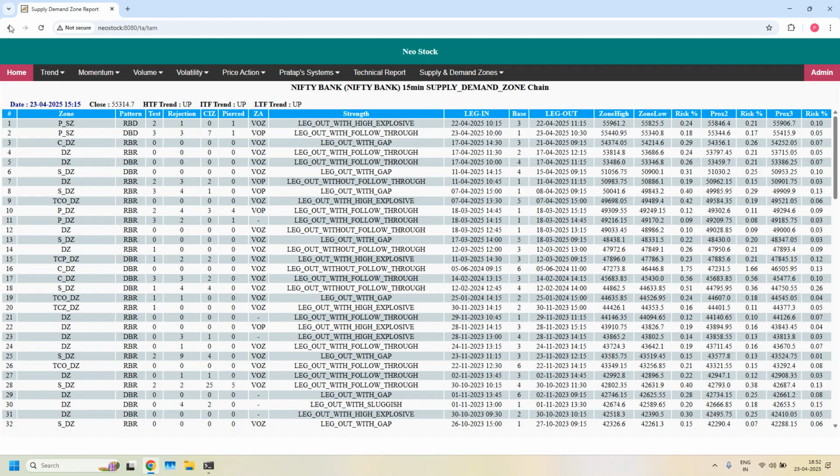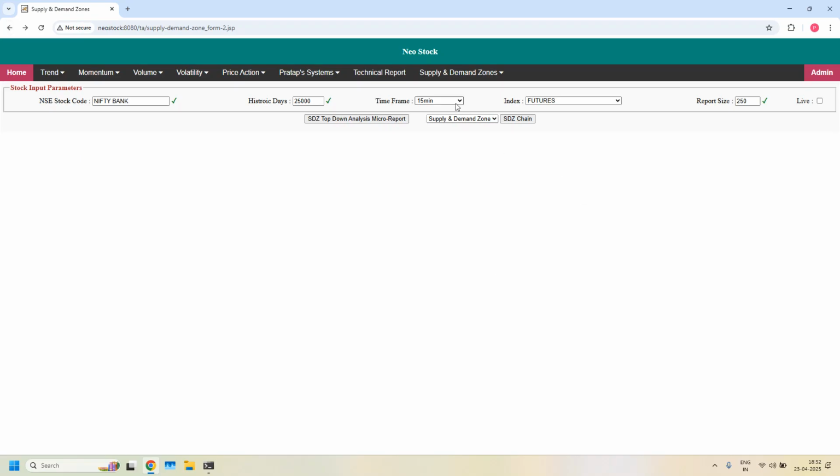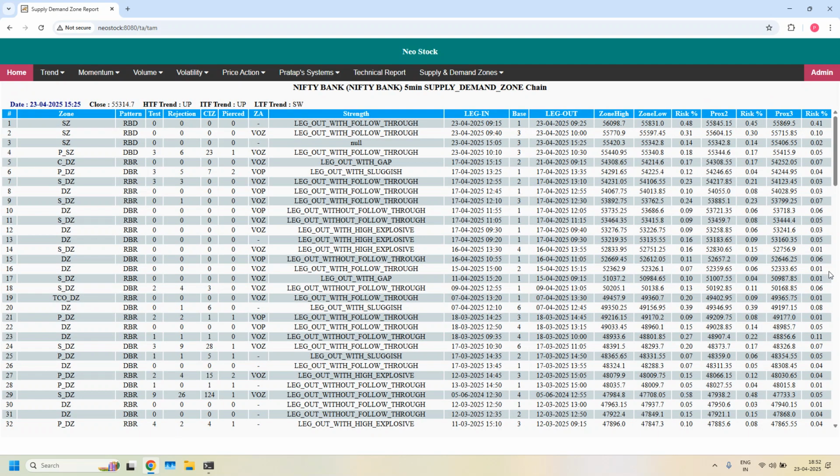Okay, next, generating 5 minutes supply demand zone chain for Bank Nifty. Serial number 5 is the nearest demand zone to the current closing price. So with this we have completed Bank Nifty supply demand zone chain.